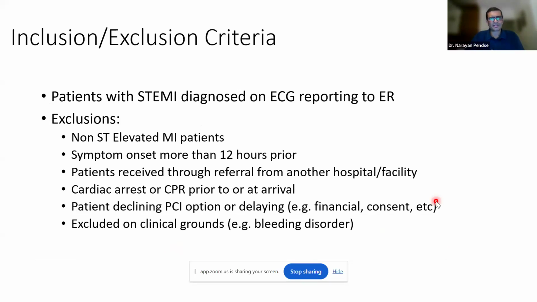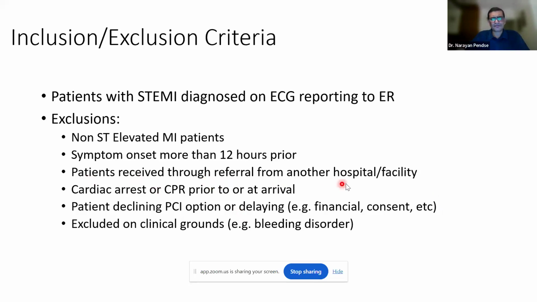So inclusion would be patients with STEMI diagnosed on ECG reporting to the ER. What would be the exclusions? So non-STEMI would logically be an exclusion. If the symptom onset for the patient has been more than 12 hours earlier, that is, from the time that the patient is actually reported to the hospital, but the symptoms started more than 12 hours earlier, such patients do not benefit with a primary PCI and should be excluded from this formula.